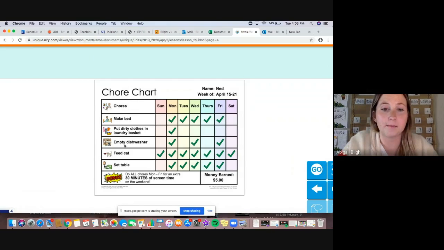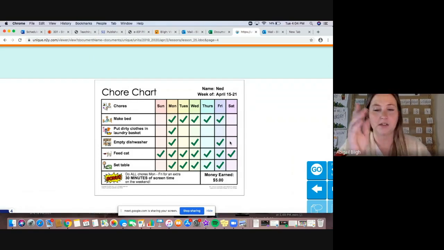And then the next one, empty the dishwasher. So does he do it on Sunday? No, because there's nothing here. So I'm going to look at the next day, Monday. There's a check mark, so he does it on Monday. What about Tuesday? Nope, not on Tuesday. Wednesday he does. He doesn't do it on Thursday. He does it on Friday, and then he doesn't do it on Saturday. So he's emptying the dishwasher every other day.